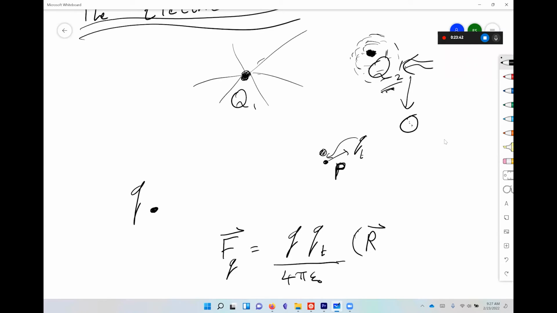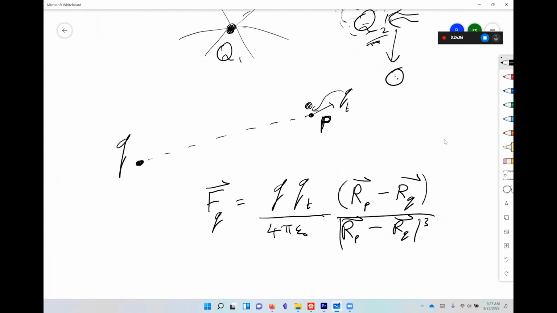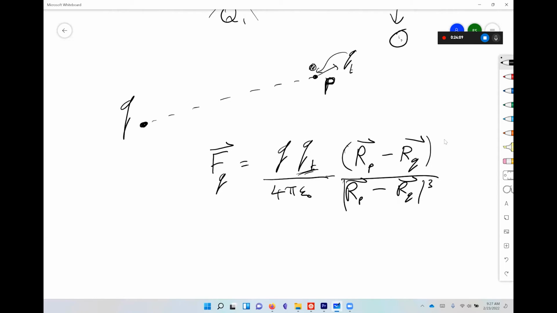I need to write the vector from Q to P. What's that? That's going to be RP minus RQ, position vectors, right, over RP minus RQ cubed. Now the idea is that I want to take my test charge to be zero. So I want to take FQ divided by QT and take the limit as QT approaches zero.